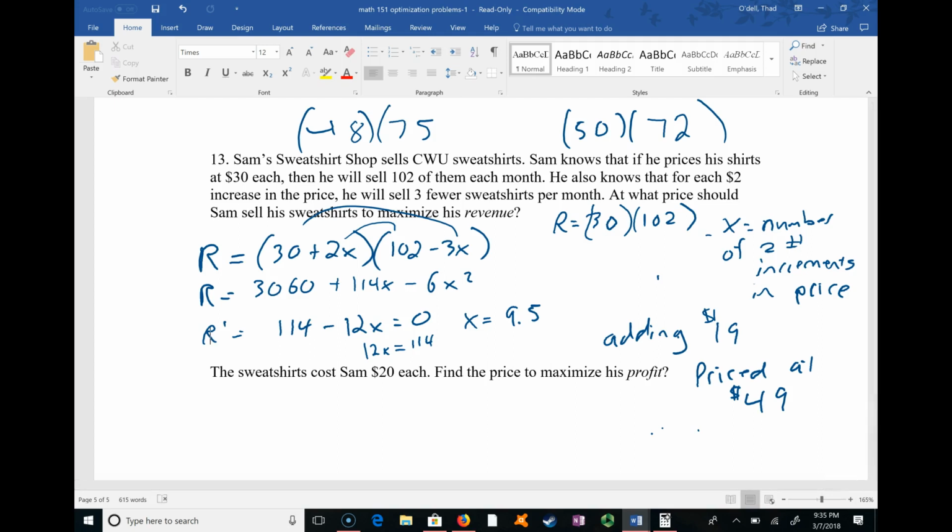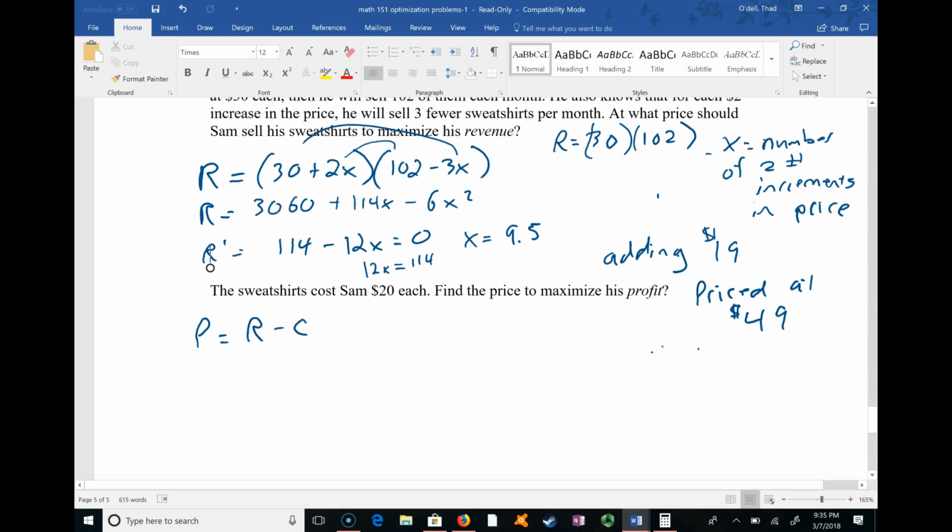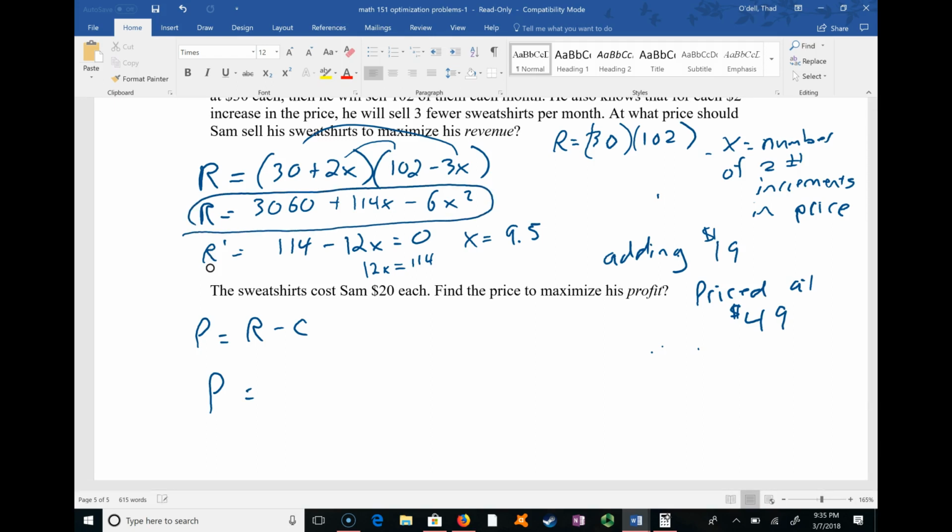Okay, now the sweatshirt costs Sam $20 each. Find the price to maximize his profit. So that means profit is equal to revenue minus cost. So that means that the profit would be equal to this minus 20. So that would be 3060 plus 114x minus 6x squared.